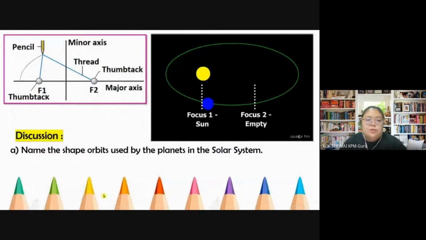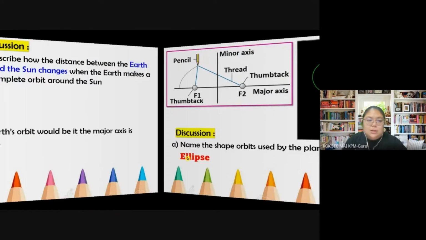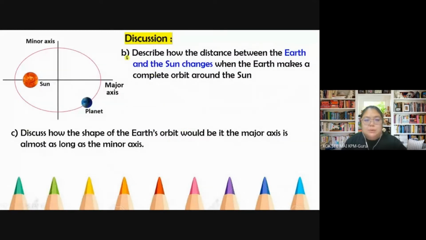Okay, now we're going to discuss. Name the shape of the orbits used by the planets in the solar system. Actually, it is an ellipse shape. They're not circles. We want to use a circle because it's easier for calculation, but the shape is actually an ellipse. Then we go and see number 2.